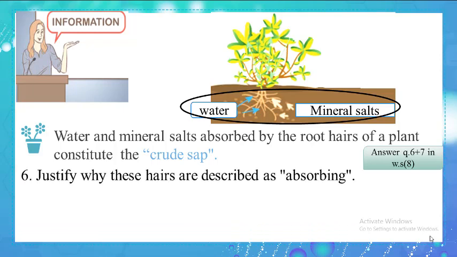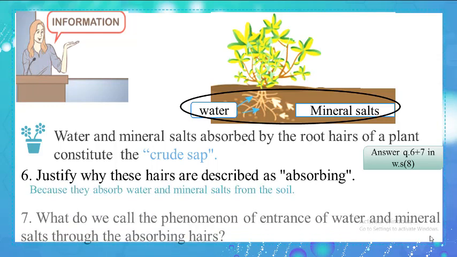Justify why these hairs are described as absorbing. Why do we call them absorbing hairs? Go back to their function. What do they do? They absorb the water and mineral salts from the soil. Thus, they are called absorbing. So the word absorbing describes their function because they absorb water and mineral salts from the soil.